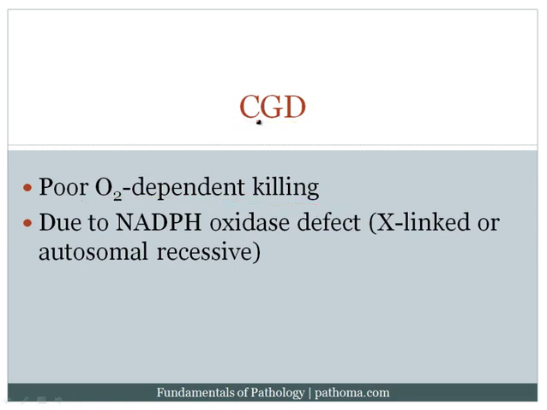Now, where is the defect? The defect is due to NADPH oxidase. This could be X-linked or autosomal recessive, but the key problem is that there is an NADPH oxidase defect. Because of that, the patients are going to have problems generating bleach, and because they have problems generating bleach, they're going to get infections.